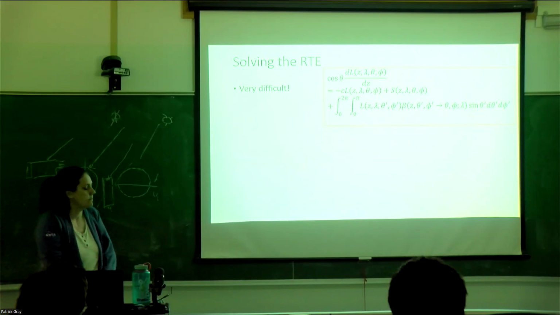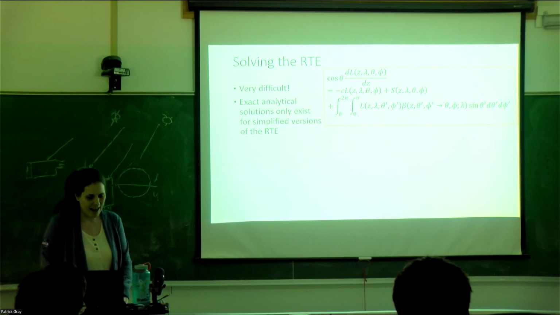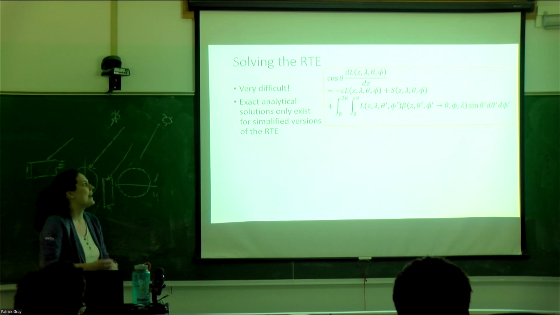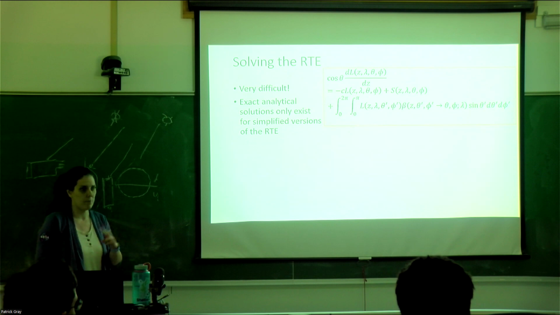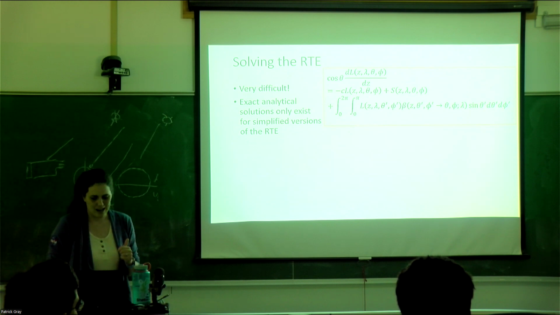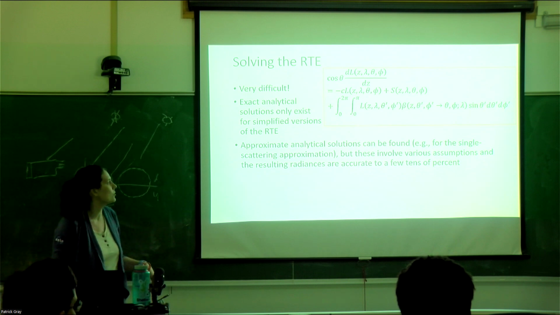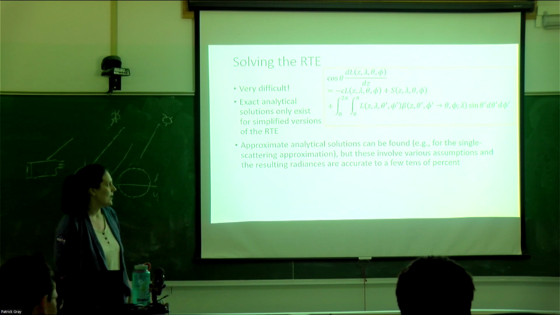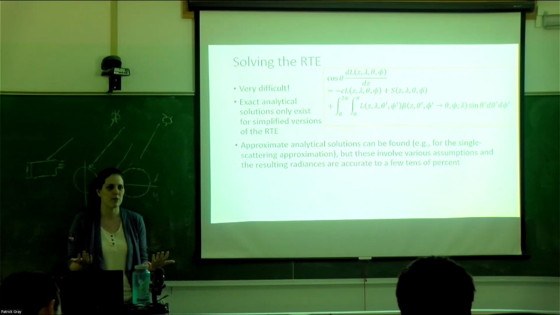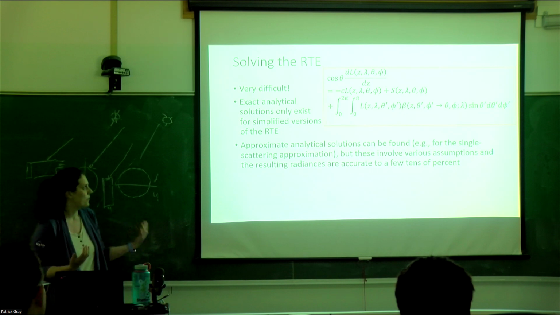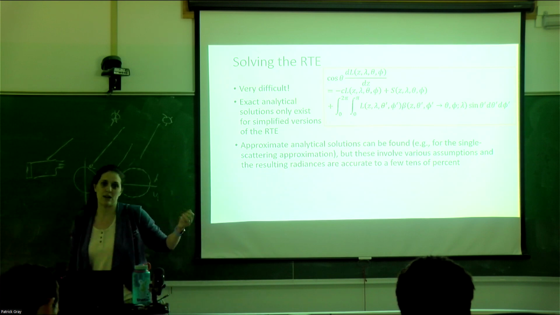And so it's really hard to have a fully analytical solution. So we only get exact analytical solutions for very simplified versions of this equation. And we're going to talk about a couple of approximations just coming up. You can get these approximate analytical solutions for a couple of things, and both of these involve some kind of assumptions that we're making about the environment that we're in to make it easier for us to solve this equation. And so there's a bit of uncertainty then in the radiances that we get out of that.